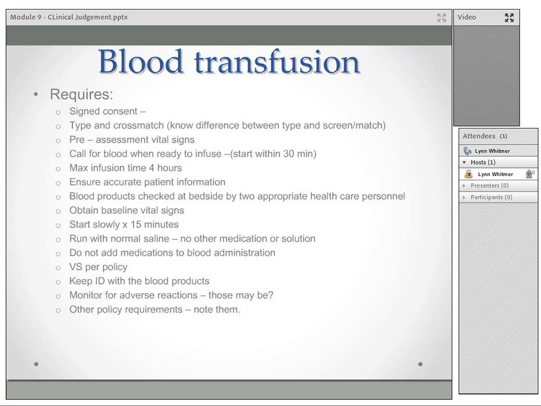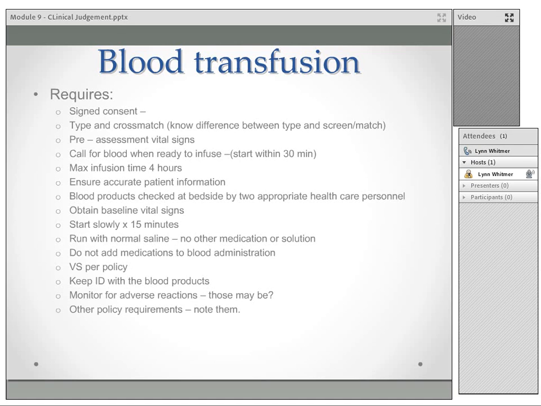So if someone comes in and we're sitting on them, kind of watching them, we've done a type and cross, but we keep them in an observational mode, making a decision whether surgery needs to be done. If we have expired that 72 hours, we need to draw it again and resend it to the lab for the cross match. Before we give blood, we have to have assessment vital signs done. So a pre-transfusion, we need to have some vitals done.